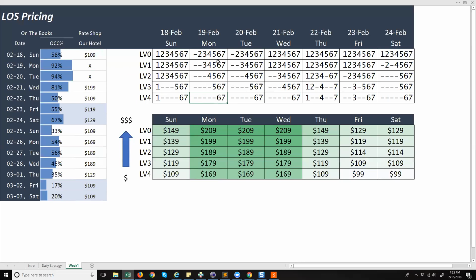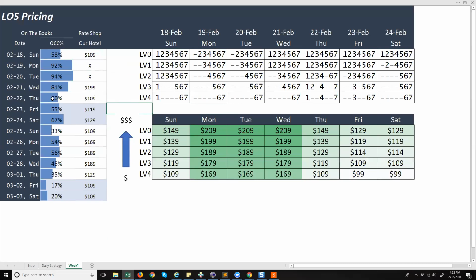So if you want to show up on Monday and get our lowest rate of a 169, you would have to stay Monday, Tuesday, Wednesday, Thursday, Friday, Saturday, or longer. And again, that's just to really guard that Monday and Tuesday. Just make sure that we force our highest rated business to book over that Monday, Tuesday.